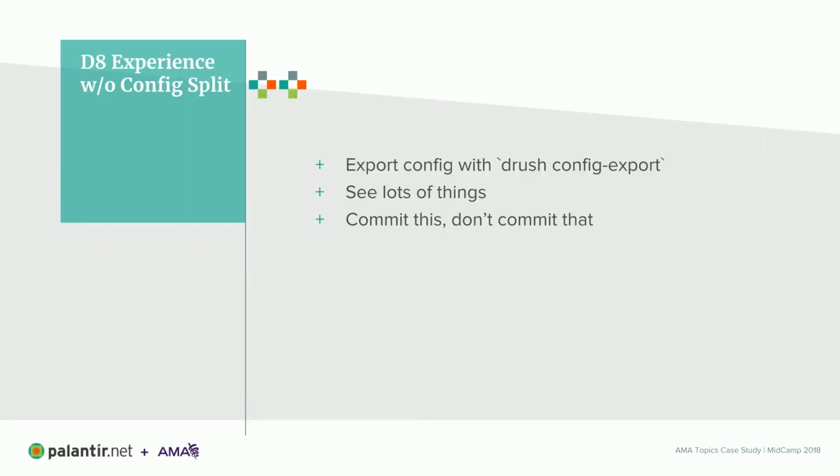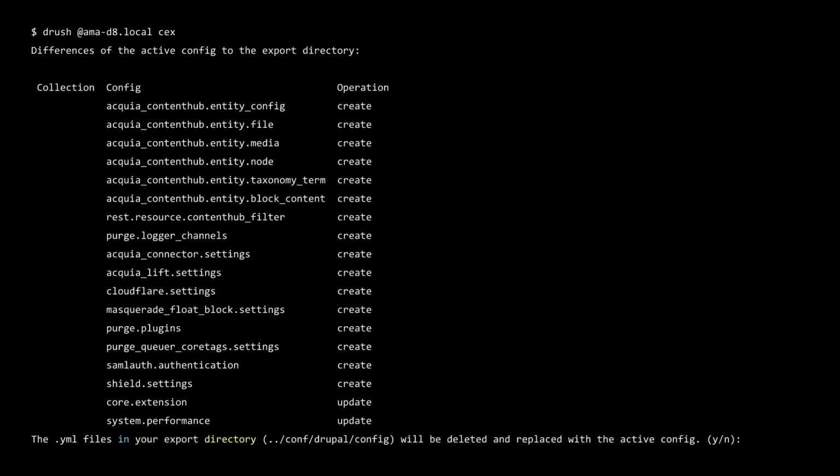And then our DA experience prior to config split was, we didn't live this way very long. We found config split pretty early on, but when you run your config export, you get everything that's enabled currently, and so you get a lot of stuff in a commit, like this, don't commit that kind of scenario. So here there's all kinds of Acquia Content Hub configuration that wants to be exported to my local config because that's what's in the production database. Acquia Purge things, all this stuff that I don't need locally and don't want.